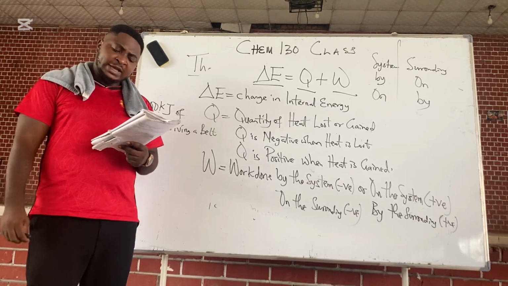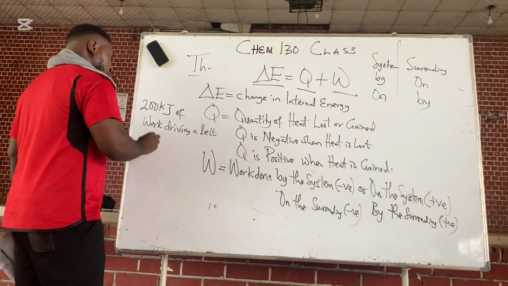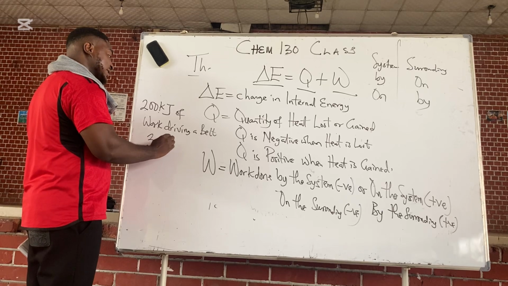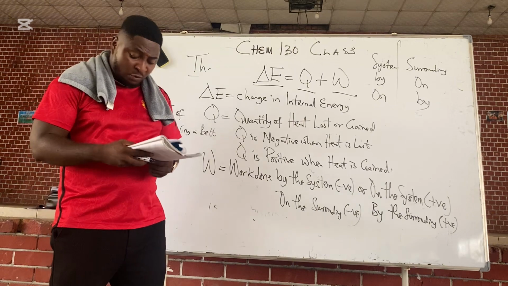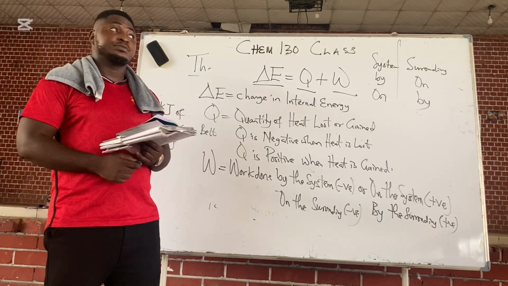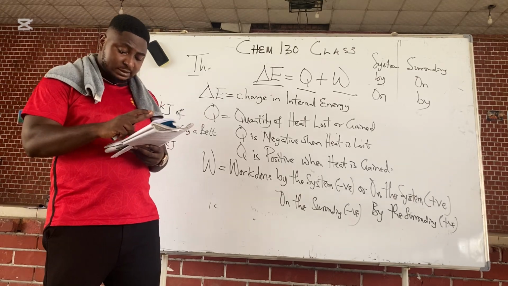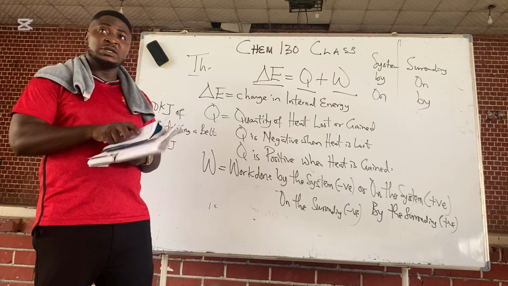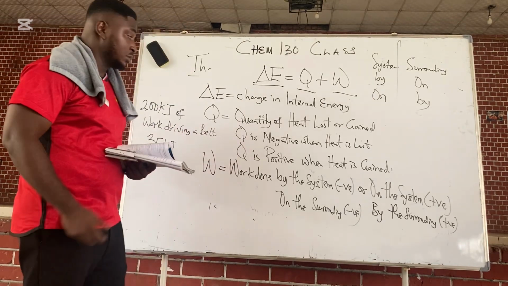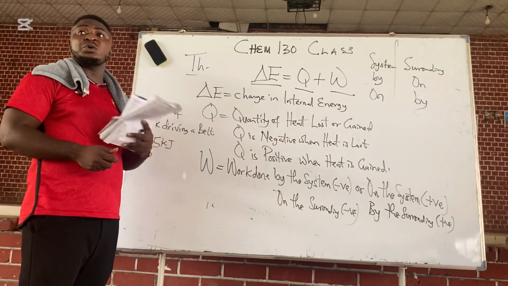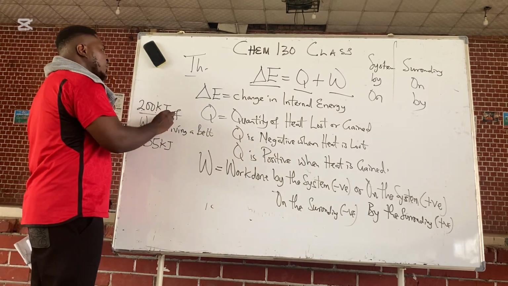An electric motor does 200 kilojoules of work driving a belt and loses 35 kilojoules as heat. What is the change in internal energy?